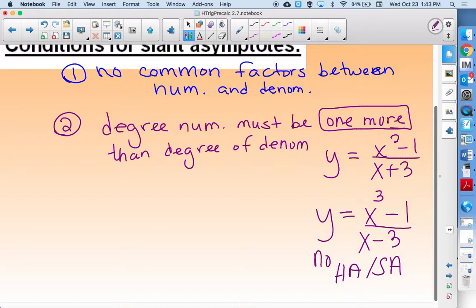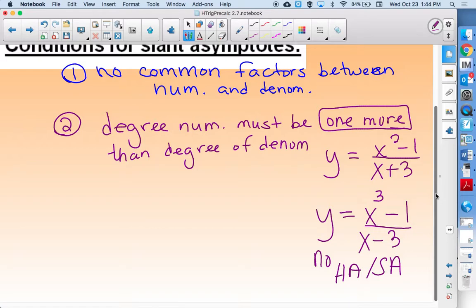There can't be no vertical one. The vertical one will always be there because it's a fraction. Any fraction will always have a value that's undefined. So there'll always be a vertical. It's the other two that have to match certain conditions. They don't have to have them. Questions on that?